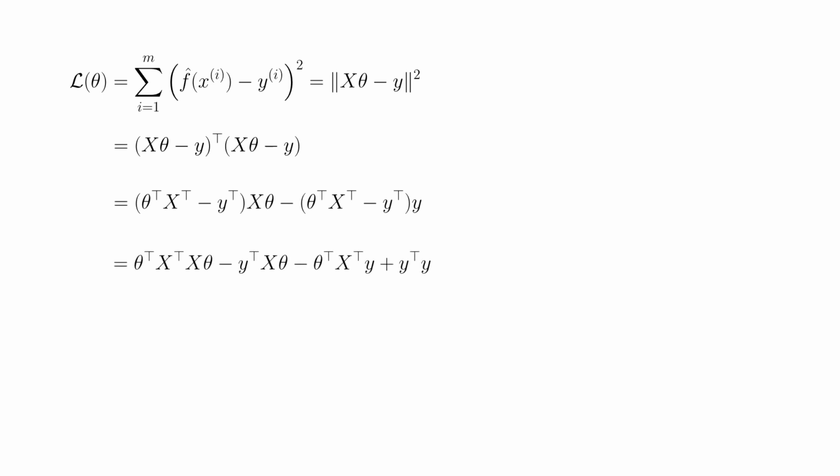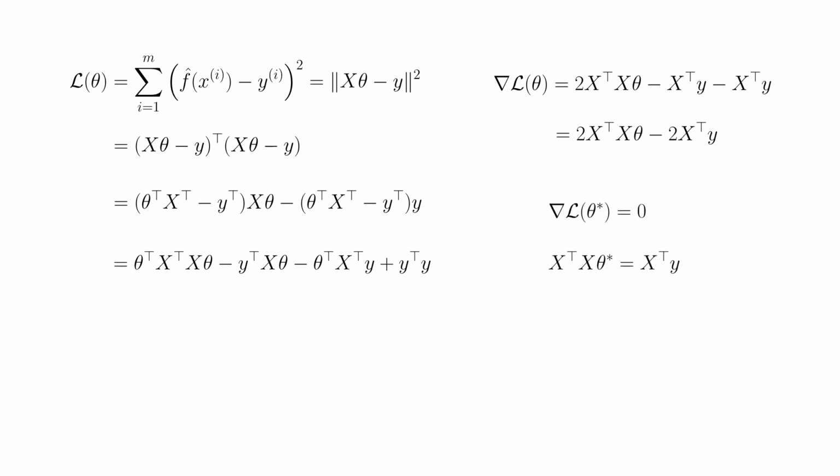Using the derivative rules we had earlier, we can now find the gradient of L. By setting the derivative to 0, this means we need to solve this equation, which gives theta star equals (X transpose X) inverse times X transpose y.